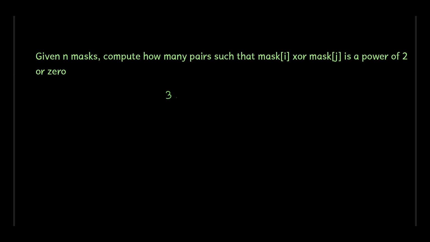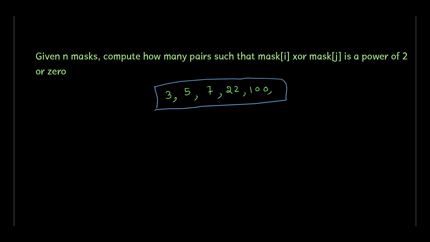I give you some masks. Every number can represent a mask. Remember that, because there is a one-to-one mapping between a binary representation and a decimal value. So now let's say the problem gave you some masks like 3, 5, 7, 7, 22, 100, etc. And your goal is to find how many pairs in the array have a bitwise XOR that is a power of 2. How do you solve this version of the problem?